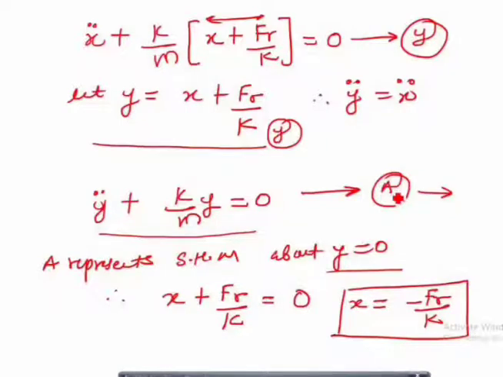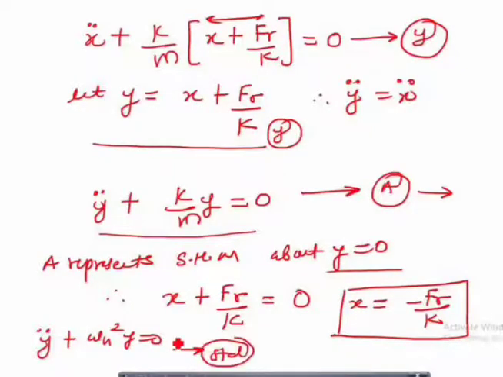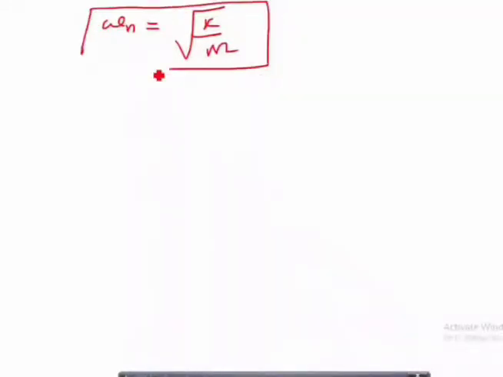Now there is equation number A, which is nothing but a simple harmonic motion about y is equal to 0. So let me compare it with the standard simple harmonic motion. What is the standard simple harmonic motion? Let us say, y double dot plus omega n square y is equal to 0. When I compare this standard equation with equation A, I will get omega n square is equal to k upon m. So for Coulomb's damping, I am getting omega n is equal to square root of k upon m.